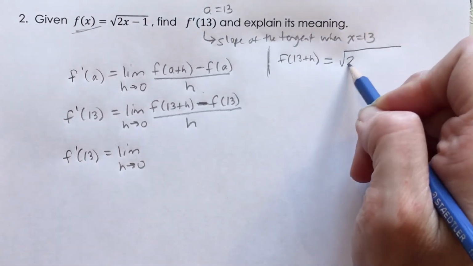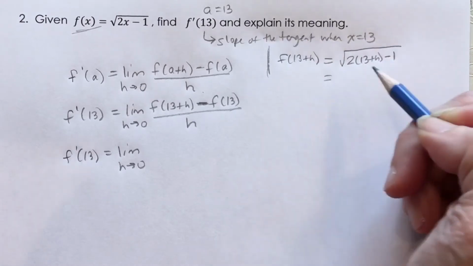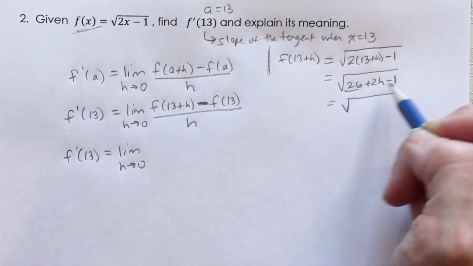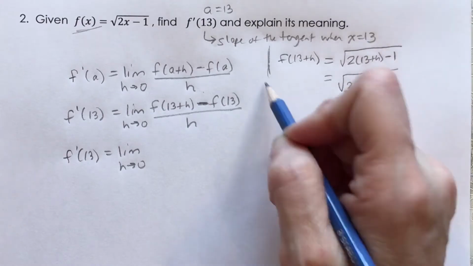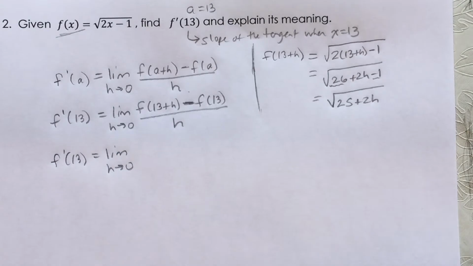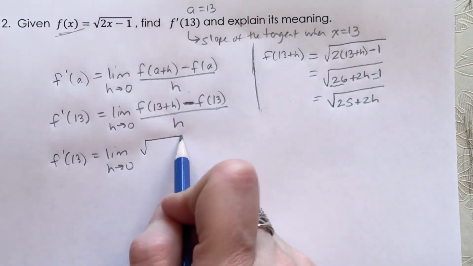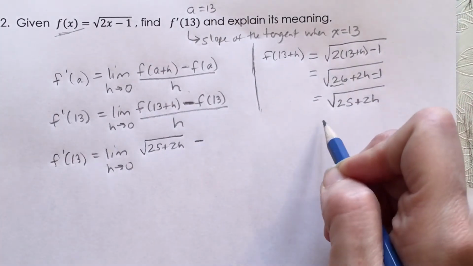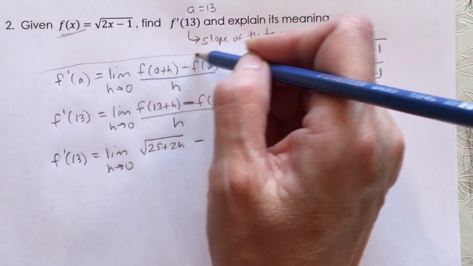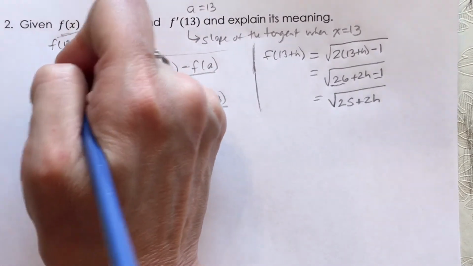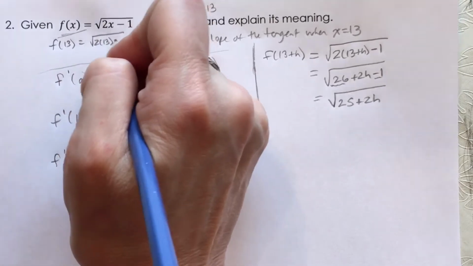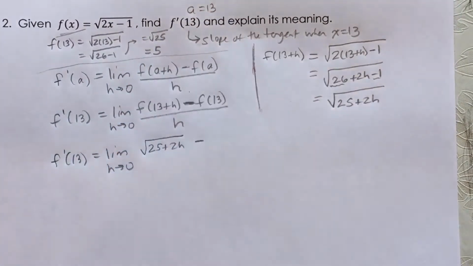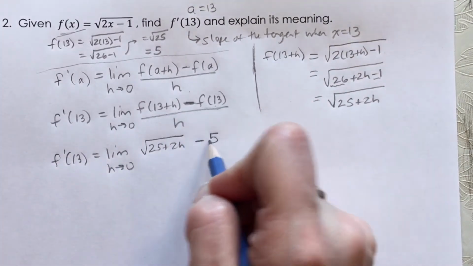So that's going to be the square root of 2 times 13 plus h minus 1, which is the square root of, distribute there, 26 plus 2h minus 1, and then we can collect the 26 and the minus 1, so it's the square root of 25 plus 2h. So now we can replace f at 13 plus h here with the square root of 25 plus 2h. We also need to know what f at 13 is. So f at 13, maybe I'll come back up here and do that. So f at 13 is equal to the square root of 2 times 13 minus 1, or the square root of 26 minus 1, or the square root of 25, which is nice because that ends up being 5. Okay, so we can replace f at 13 with 5.